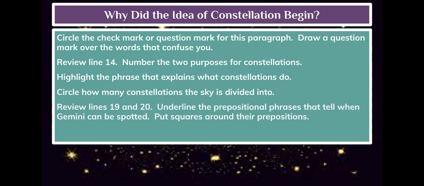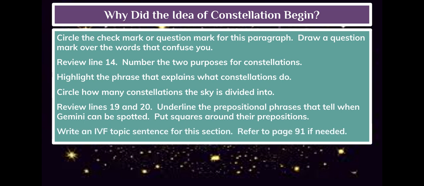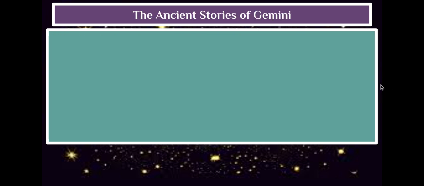Review lines 19 and 20. Underline the prepositional phrases that tell when Gemini can be spotted. Put squares around their prepositions. Write an IVF topic sentence for this section. Refer to page 91 if needed. Let's read the ancient stories of Gemini.